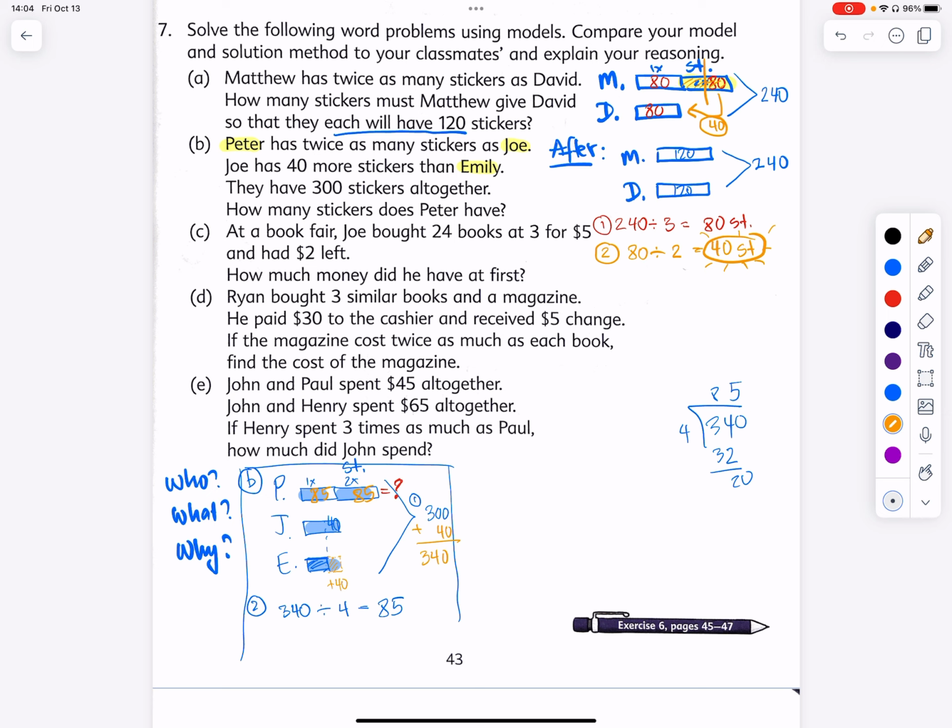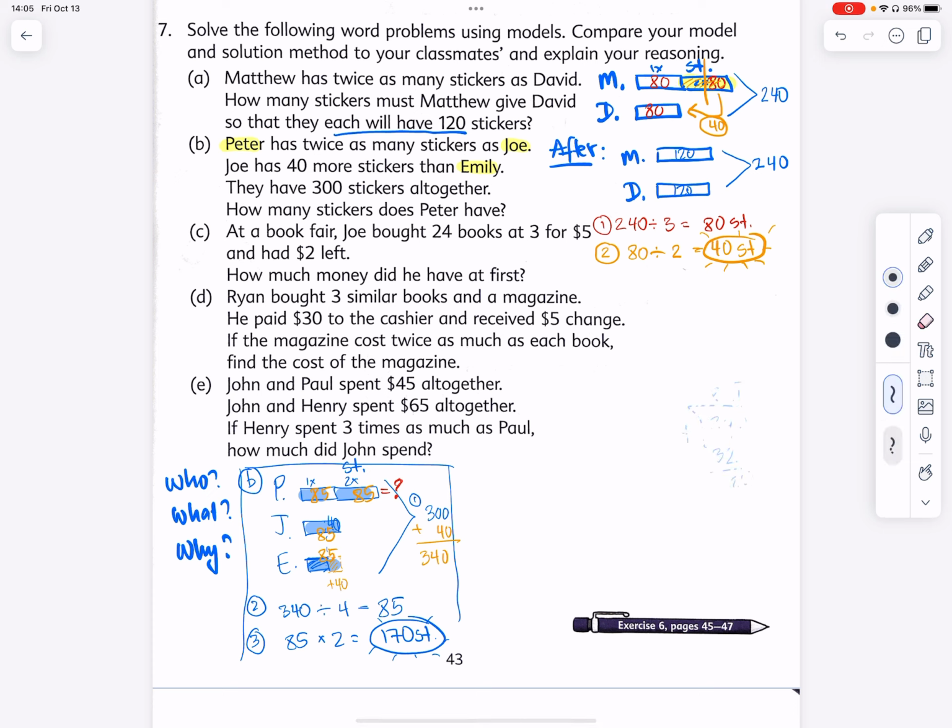How much is inside each unit? 85. And of course, this bar is also 85. Can we now answer the question? The final question, how many stickers does Peter have? Of course we can. Step 3, 85 taken 2 times, and we have 170 stickers for Peter. Let's put our answer in a circle, okay? 170 stickers for Peter. My friends, not an easy problem at all.